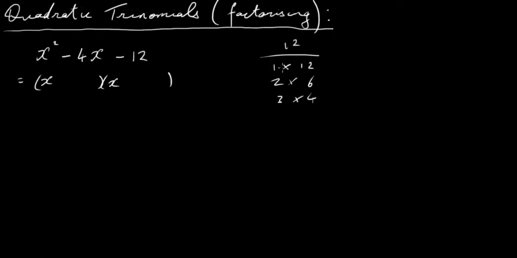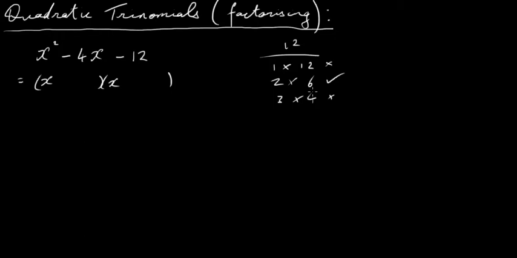So we can see we can't get a 4 from a 1 and a 12, so that's not going to work. If we add them we get 13, if we subtract we get 11, so that's not going to work. 2 and a 6 will work. If we subtract 2 from 6 we will get 4. We can't get a 4 here. If we add 4 and 3 we get 7. If we subtract we'll get 1, so that's not going to work.